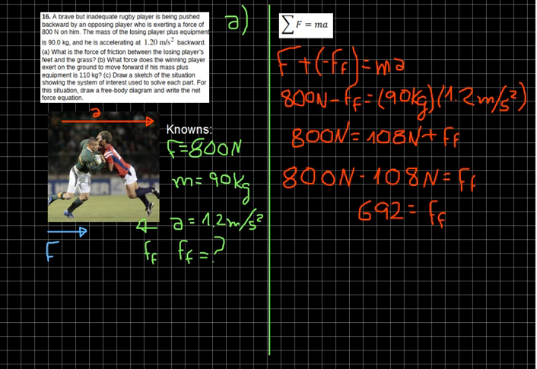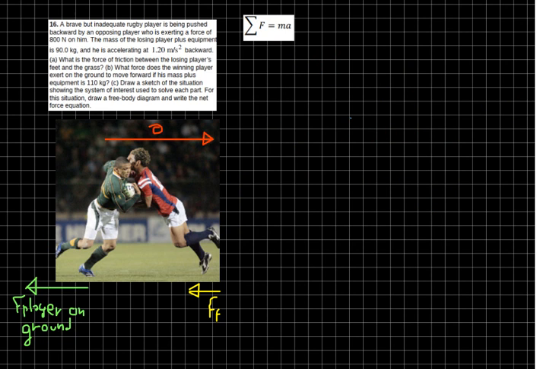So let's see what we have to do here. As you can see, we have the same direction for the acceleration, and we have the force of the friction again opposing the movement, and here I have represented the force of the player on the ground. But as you can see, both forces here are negative.